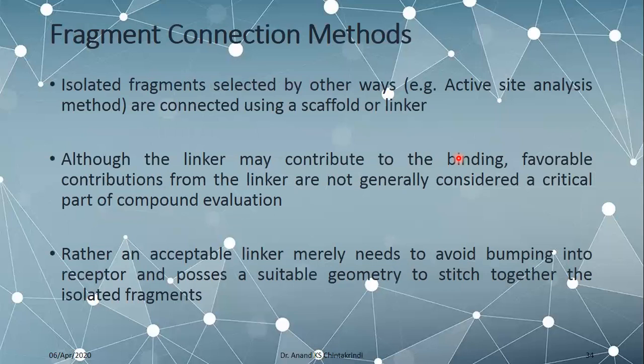The next type of fragment based method is fragment connection methods. In this, isolated fragments are priorly selected by some different methods, say active site analysis you have seen, and these isolated fragments are then connected using a scaffold or a linker. Although the linker may contribute to the binding, favorable contributions from the linker are not generally considered as a critical part of the compound evaluation. So even if the linker is not making any favorable interaction, it is not rejected.